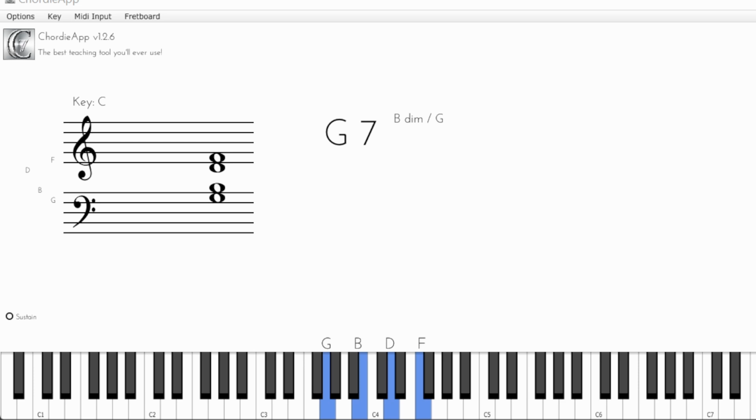Diatonic means of the key. So every note in there is of the key. It's in the key of C. So I start on G, I stack those chords up in thirds, and I get this dominant 7th chord, okay?